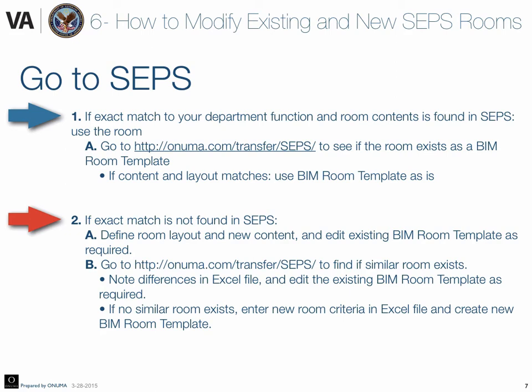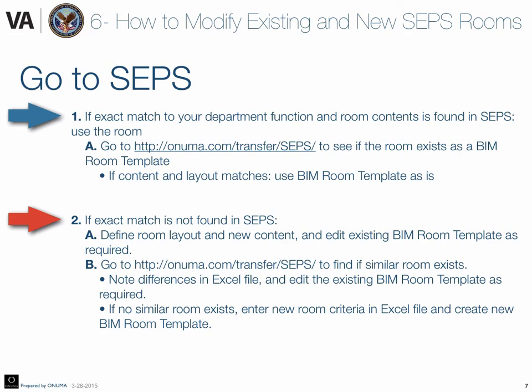If an exact match is not found in SEPS and a new room is required, for example, a new toilet needs to be created, instead of a TLTS2 or 3, there needs to be a TLTS2 10, for example, and you're creating it as part of your department, you would define the new room layout and either edit the existing BIM room templates or even create a new one and note the differences in the Excel file. If no similar room exists, you enter a new room criteria in Excel and create a new BIM room template.